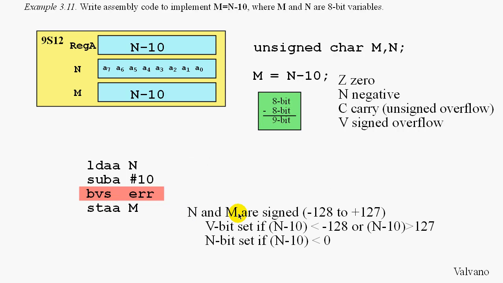Conversely, if m and n are signed, they'll exist from minus 128 to plus 127, and the V bit will be set on a signed overflow, or in particular will be set if n minus 10 is less than negative 128, or greater than 127. In this particular case, this second condition couldn't have occurred. So if we wanted to, we could test after the subtract instruction the V bit and branch to an error if the V bit is set, meaning the result is incorrect.